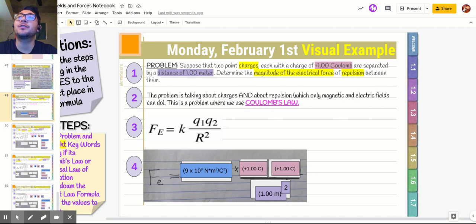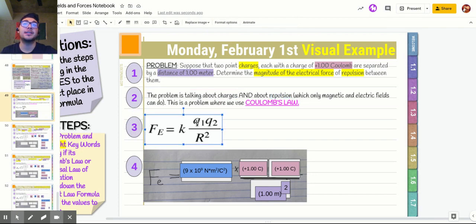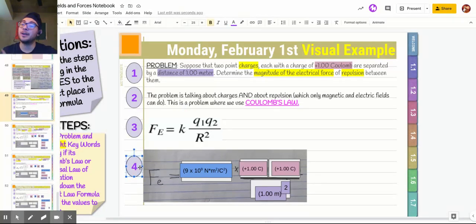So we just did this. We did the first step. We solved the problem. Suppose that 2 point charges right here. And then we highlight the words, right? We highlight the key words. The second step, we identified if it's Coulomb's or the universal law of gravitation. In this case, we said it was Coulomb's law because it uses repulsion and charges. The third step is write down the formula, which in this case, I just pasted the formula right here. And then the fourth and final step for now is we just plug in the values. And that's where we're going to stop. We stop right there. We're not going to solve for it, at least not yet, until we get these steps in order.